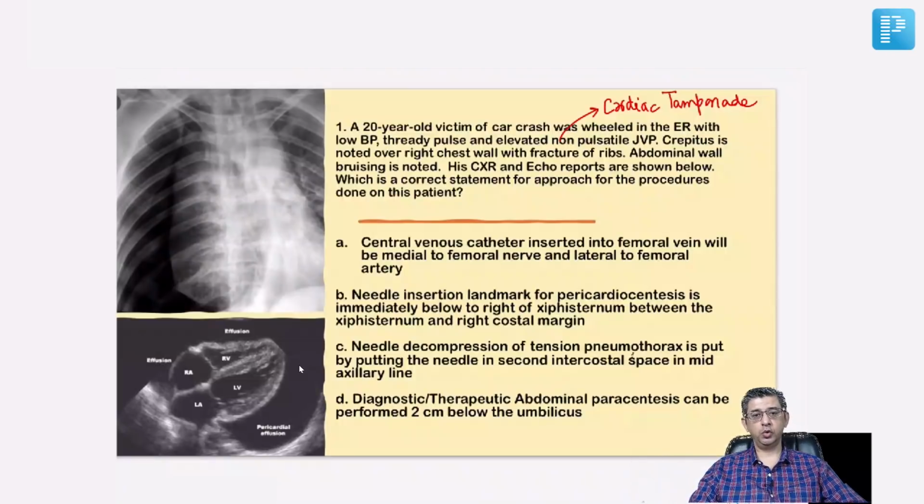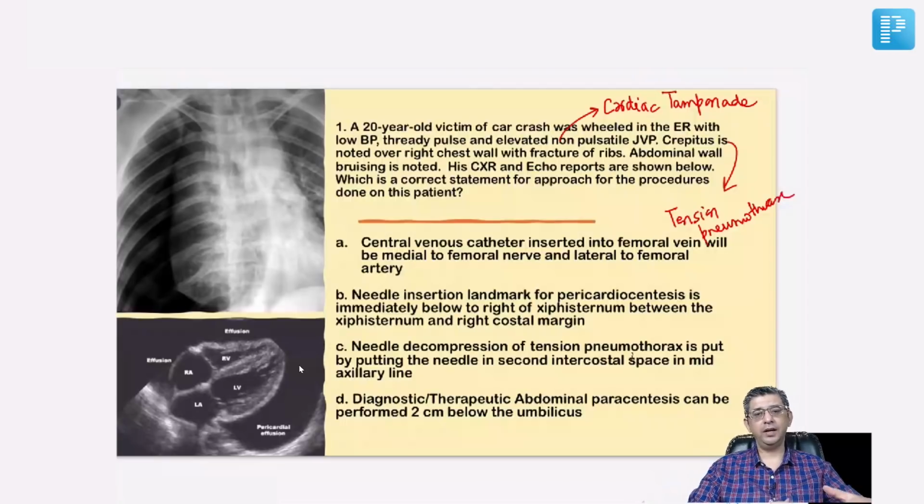Now, crepitus is noted over the right chest wall with fracture of ribs. So what I am presuming is that in this person, since there is a subcutaneous emphysema present, that is why the crepitus is being felt. And at the same time, the fracture of the ribs also points to the fact that there could even be tension pneumothorax. So probably in the very first line of the question, my impression is that this could be a polytrauma case. The X-ray and the echo reports of this patient are shown below, and what is the correct statement for approach for the procedures done in the patient?